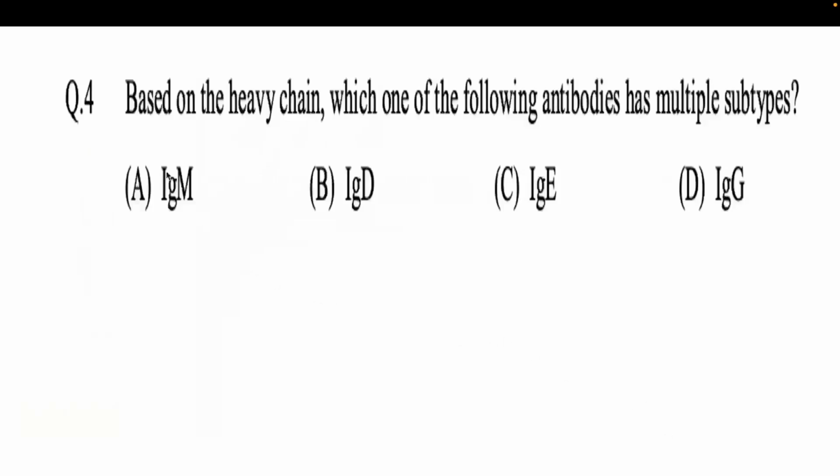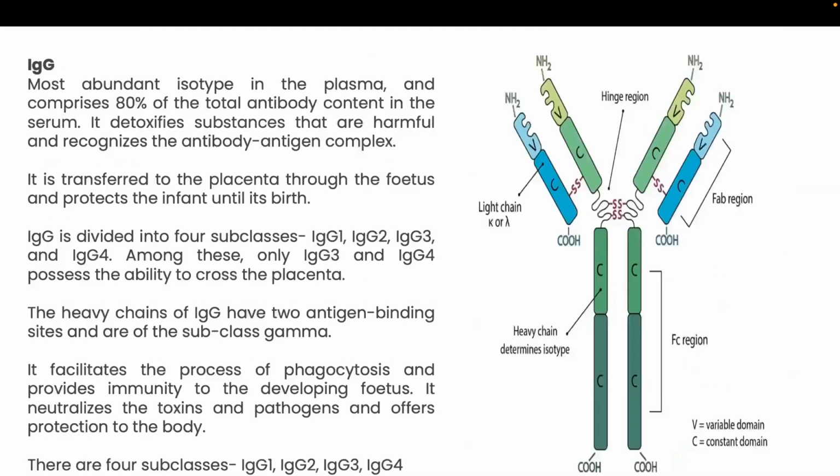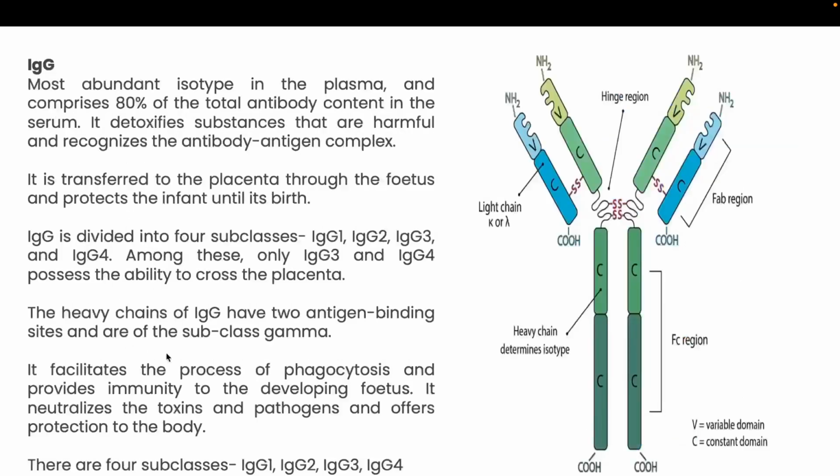In this question it is asked, based on the heavy chain, which one of the following antibodies has multiple subtypes? IgM, IgD, IgE, and IgG. What will be the correct answer? We will see. In the previous slides, we have seen that IgG and IgA have subtypes. In the case of IgG, there are four subclasses: IgG1, IgG2, IgG3, and IgG4.